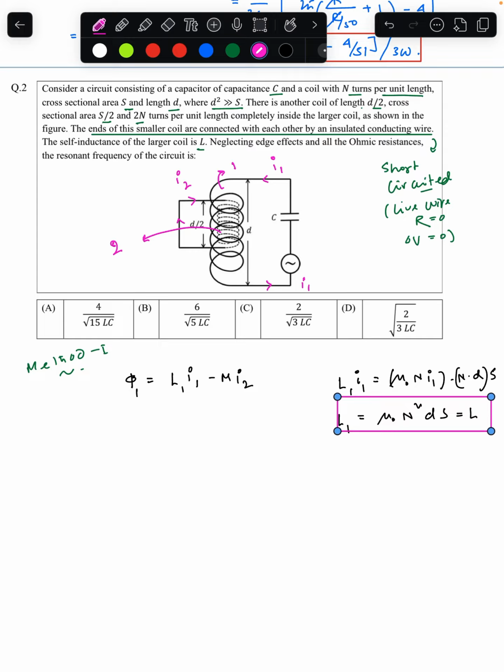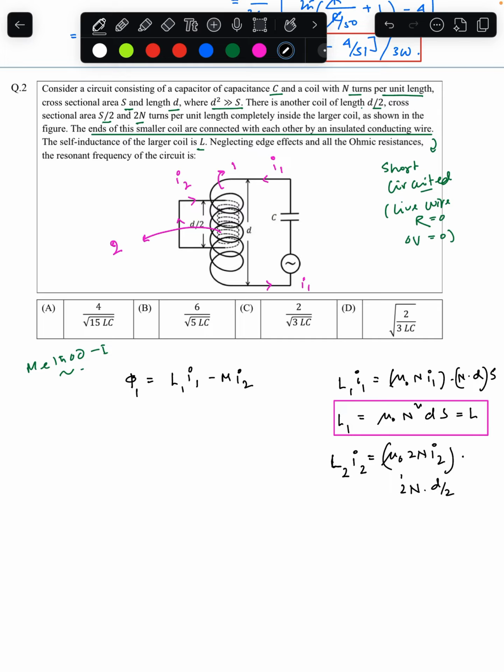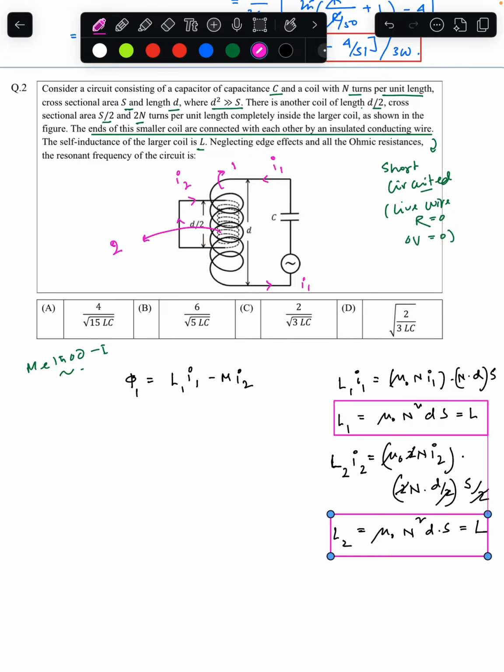Pretty clear? There is no doubt whatsoever, right? Exactly in the same way, I can calculate the value of L2. So what will I write? L2 I2 is equal to mu naught 2N I2 into 2N. This is length D by 2 as mentioned in the question. And the surface area is also equal to how much? S by 2. So this 2 cancels out, this 2 cancels out, I2 cancels out, and L2 is also mu naught N square D into S, which is also equal to L. So the L1, L2 values came out to be the same, right? I will be using this later.